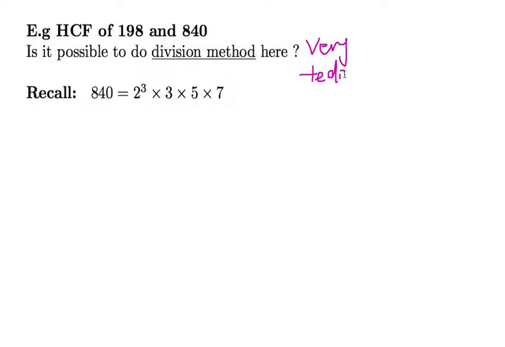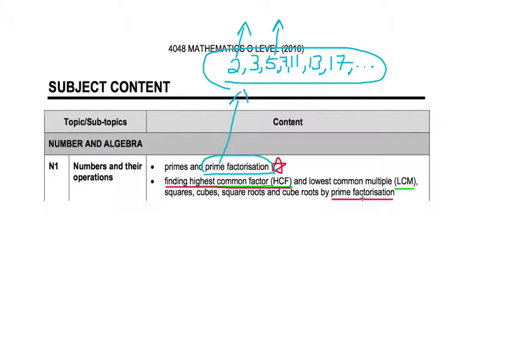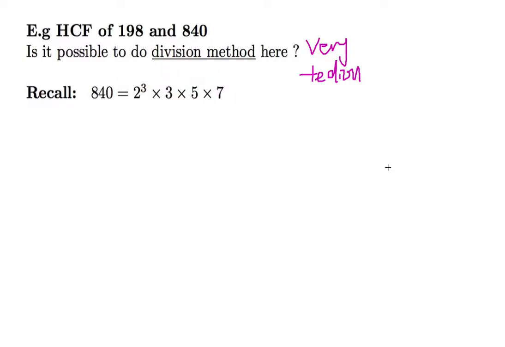I would recommend that. And also, the syllabus states that finding it by this method, it is there for a reason. They want you to use this method to find the highest common factor and not by division method or even stating out the factors because it is very, very tedious. Okay, so recall we did on episode 1, 840.